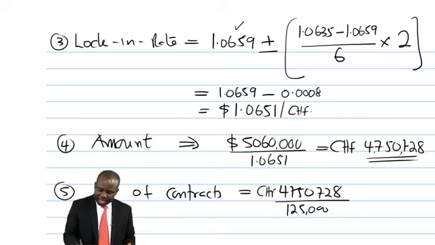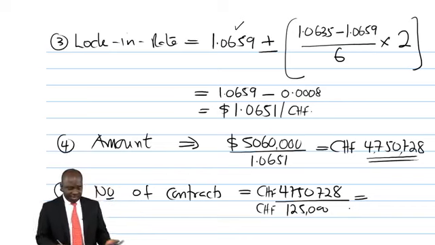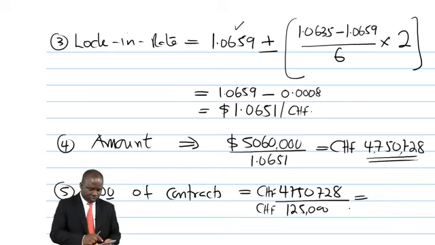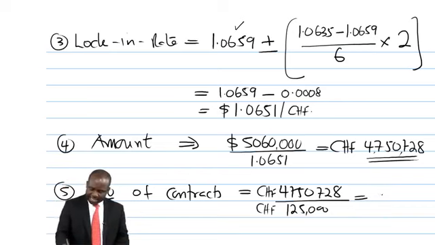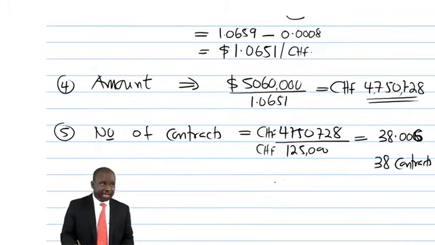This is CHF. This is also CHF. That is why I can divide. So divide by 125,000, and that is giving me about 38.005 or 6. So I will say about 38 contracts. I will say about 38 contracts, and I will say there is more under hedge. Okay, there is more under hedge.